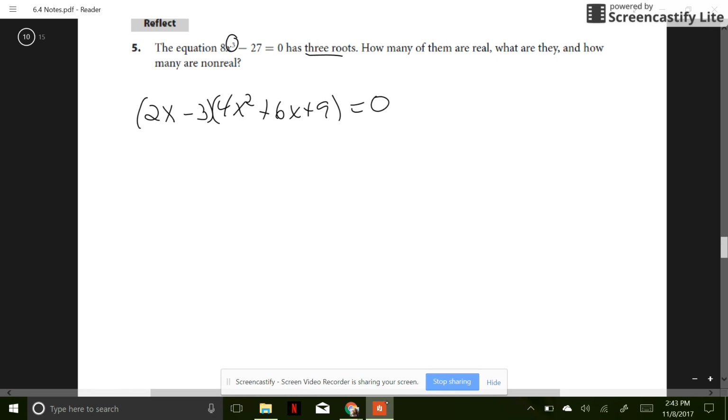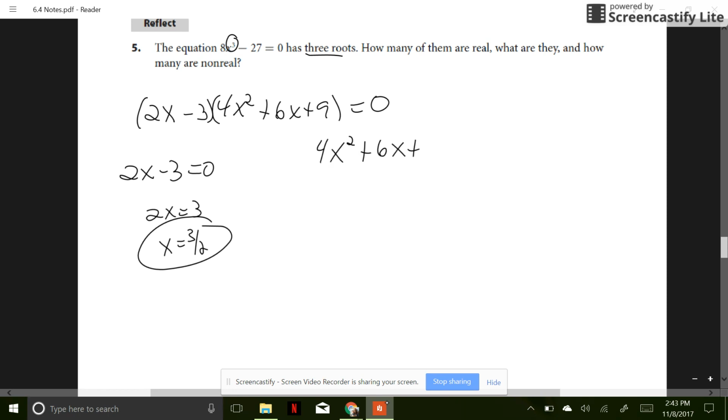So if we set that equal to 0, we can set each of the terms equal to 0. So here 2x is equal to 3, x equals 3 over 2. So we have one real solution. We also have 4x squared plus 6x plus 9 equals 0. Now we already know that that quadratic is irreducible. We can't factor any further. So that means we'll want to use the quadratic formula.